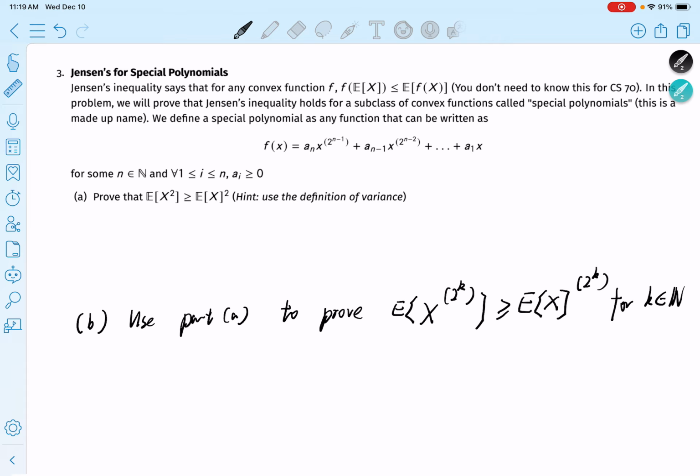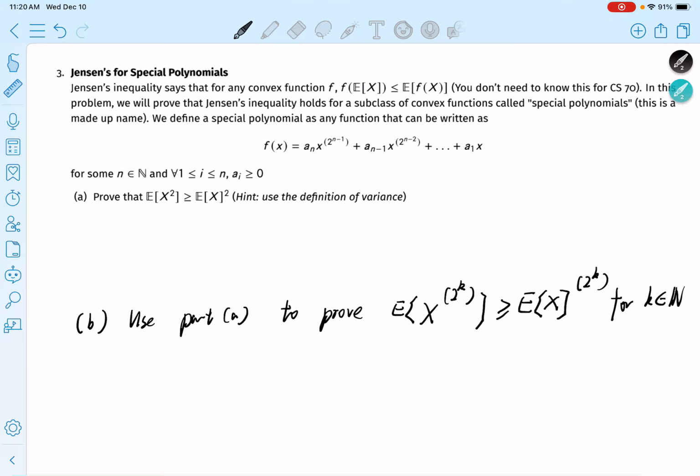Jensen's inequality says that for any convex function f, f of the expectation of x is smaller than or equal to the expectation of f of x. You don't need to know this for CSMT. In this problem, we will prove the Jensen's inequality holds for a subclass of convex functions called special polynomials. This is a made-up name.